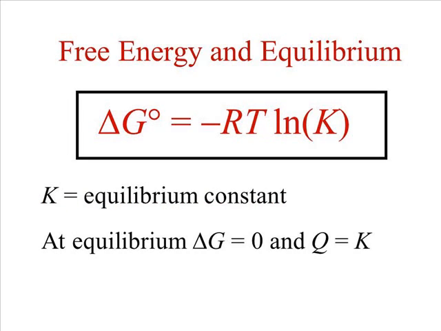There's a connection between free energy and equilibrium, and it's an equation that's provided on the exam. It's plug and chug. You have to understand some conceptual things, and you have to be able to use it. We know that K is the equilibrium constant, and delta G and Q are provided. And at equilibrium, we know that delta G is equal to 0, and Q is equal to K. These are important conceptual understandings.